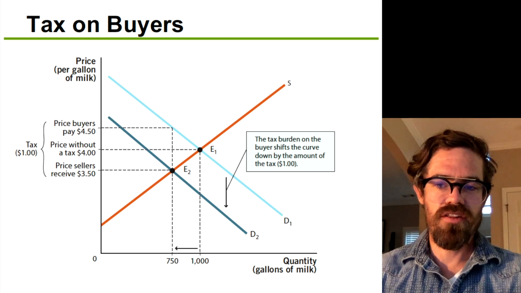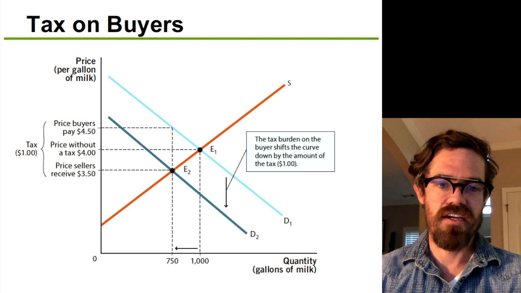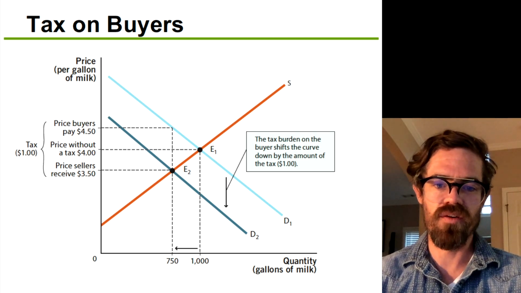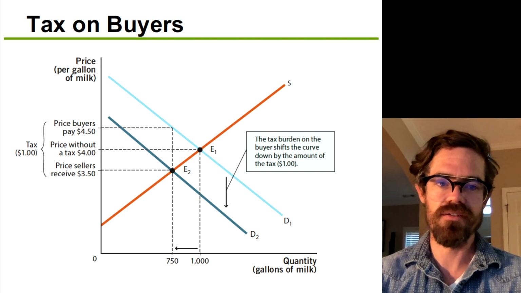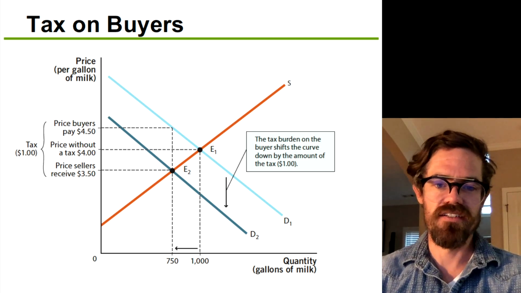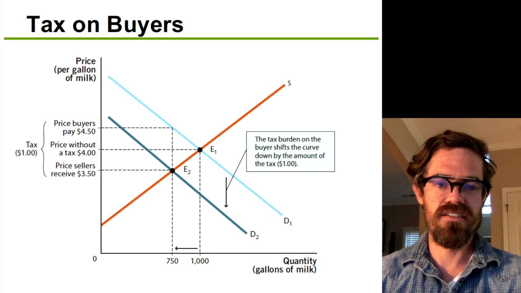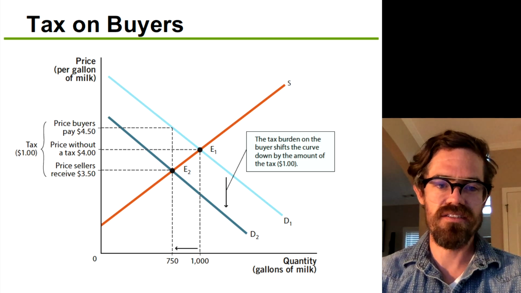Okay, so what are the effects of this? It has a couple of effects. The first effect is that it decreases equilibrium quantity from 1,000 gallons of milk down to 750 gallons of milk. So that's the first effect. It decreases quantity. The second effect is sort of the price.